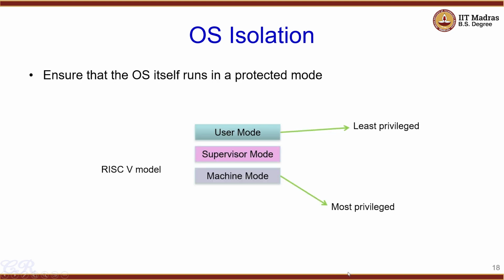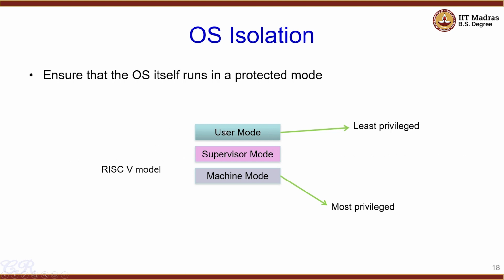Now, on the RISC-V processors, we similarly have something very similar to the rings. We have 3 modes of operation. So we have what is called the machine mode, which is the most privileged. Then we have a supervisor mode, and finally the user mode, which is the least privileged, right? The supervisor mode has a privilege between the machine mode and the user mode.